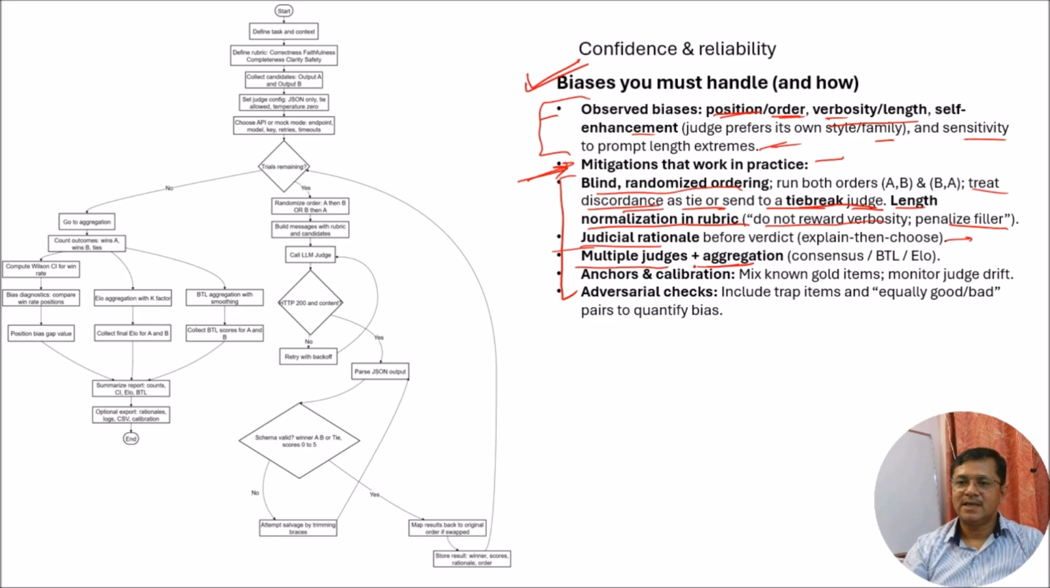Multiple judges plus aggregations. For example, we already utilized these things: consensus, BTL and Elo, then anchors and calibrations. Now the next is the adversarial checks. Here we include the trap items, like equally good and bad pairs, and then try to quantify the bias, and after that we can remove it.